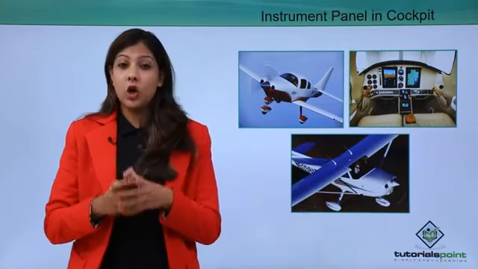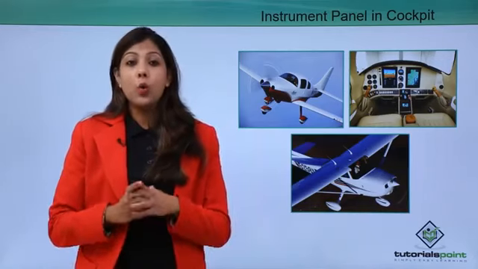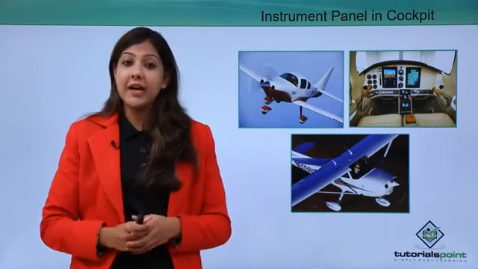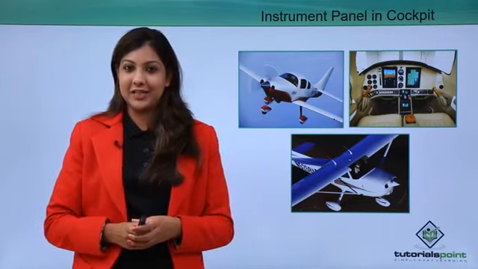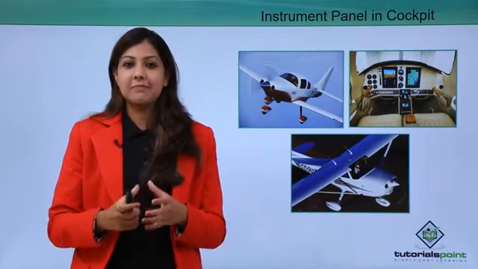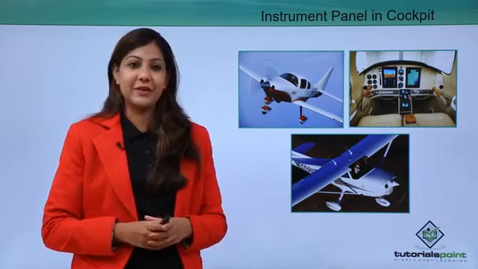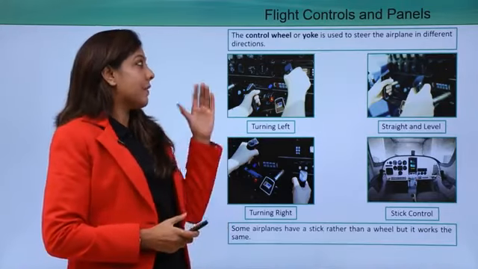Well friends, in the cockpit there are a lot of instruments and control panels which the cockpit crew uses in order to take off the flight, land the flight as well as reach its destination on time. So these controls and panels are only there in the cockpit and not inside the cabin area. Let's look at the flight controls and the panels.